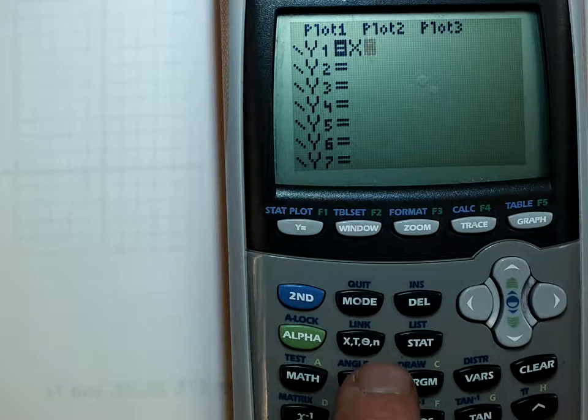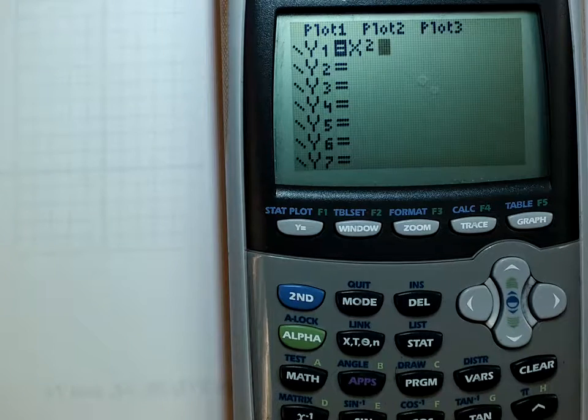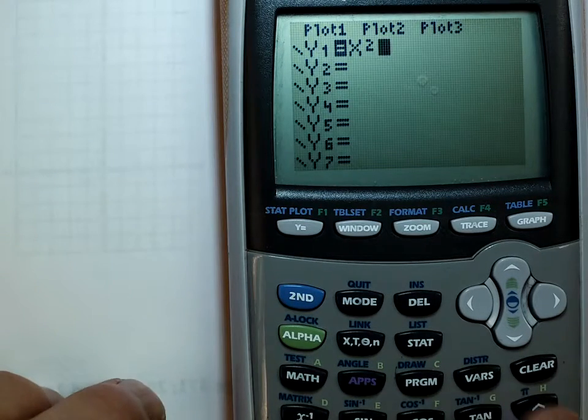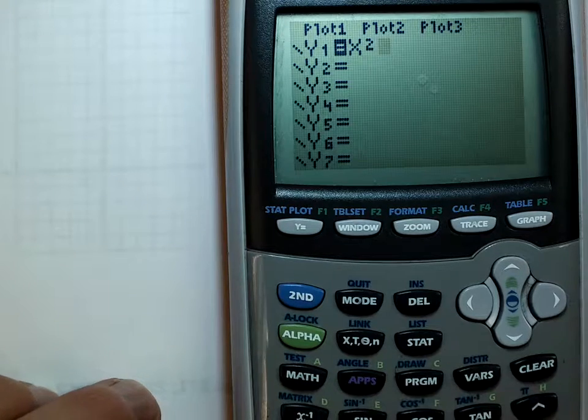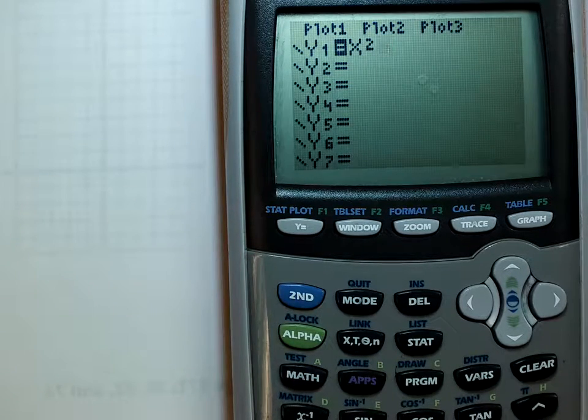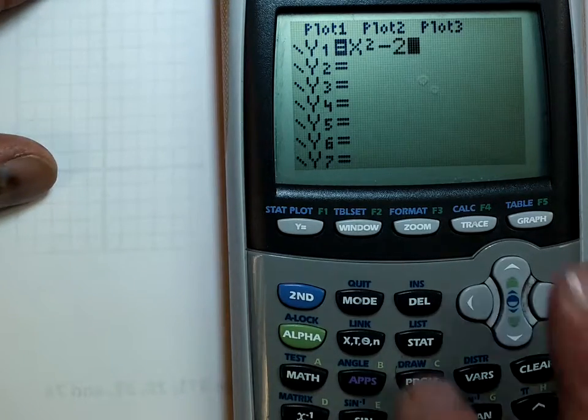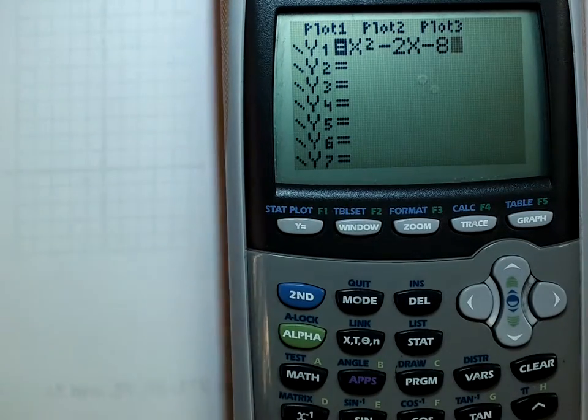X squared. My squared is right above that log. Square is right kitty corner from the 7. The square button's right there. Minus 2x subtract 8. Okay. Give me a thumbs up. If you do not have this, raise your hand. Everybody have this?